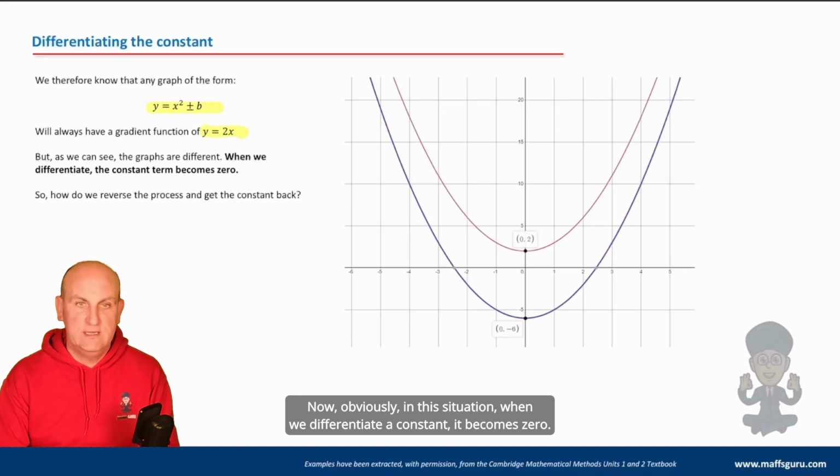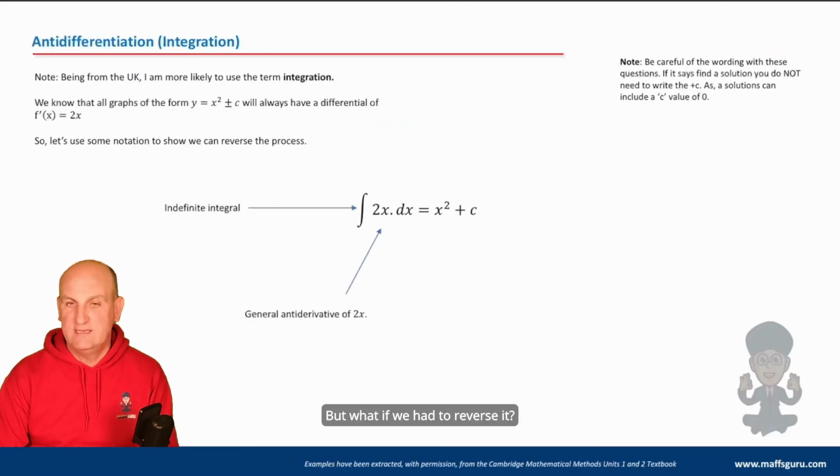Now, obviously, in this situation, when we differentiate a constant, it becomes 0. But what if we had to reverse it?